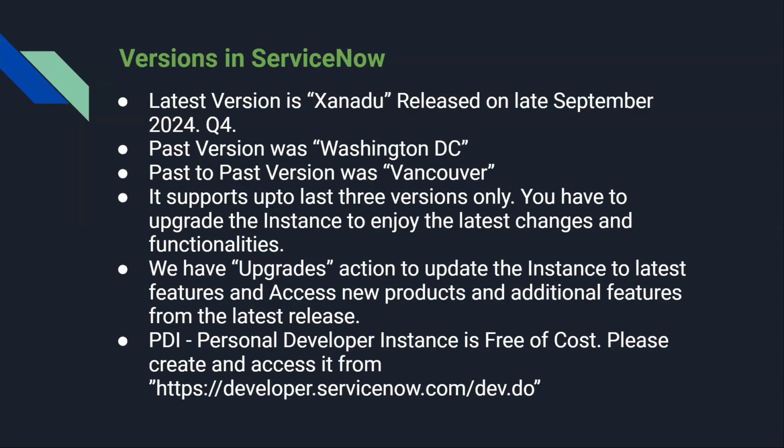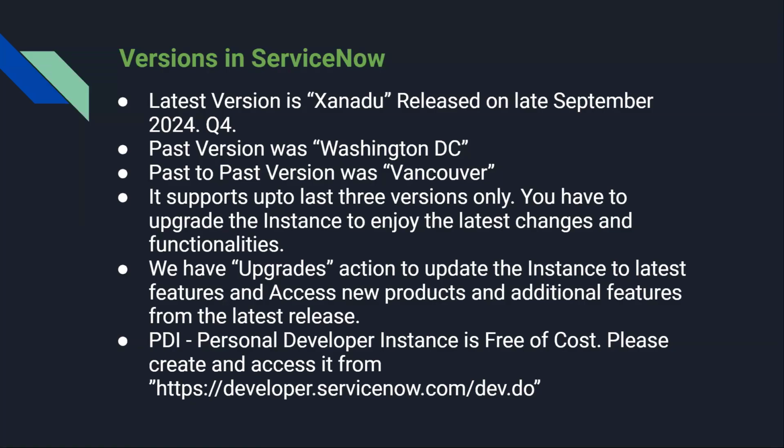The past version was Washington DC. If your system is running on Washington DC, you can happily implement, design, and have production releases. That works completely fine. Going to the version before Washington, it's Vancouver. In this version also you can have all the functionalities enabled. You can start using them, start building applications, or enhance something, and do everything normally. But coming to the versions older than Vancouver, you will not be able to access them. Up to the last three versions you can work with the ServiceNow application.